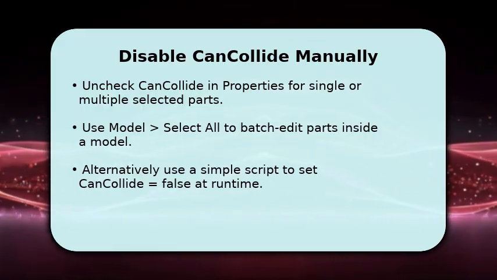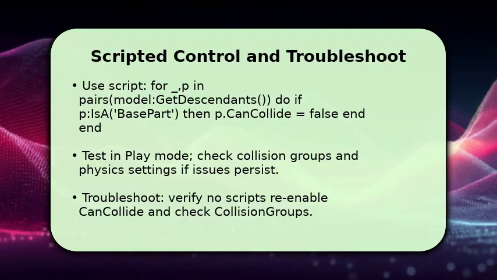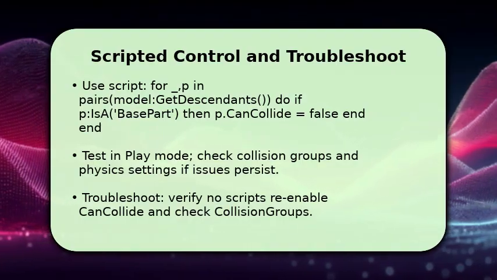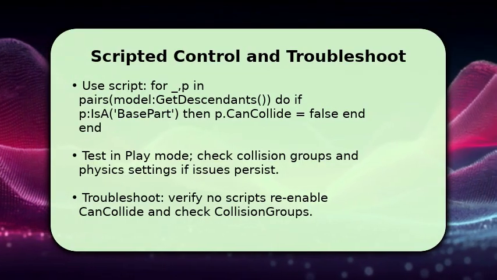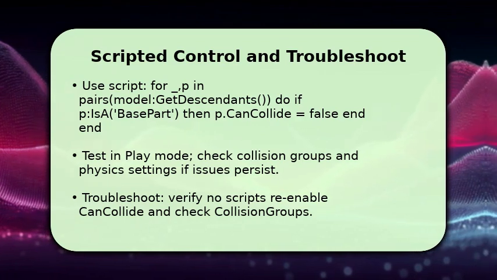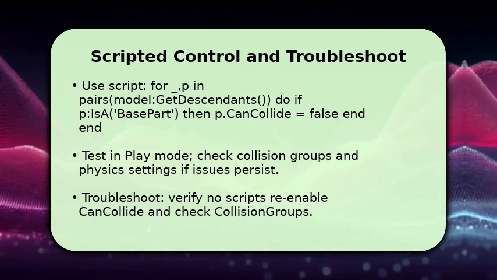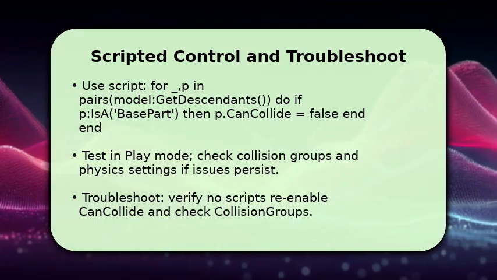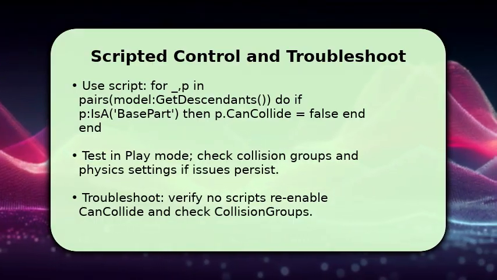Finish by implementing scripted control and testing. Insert the provided loop in a script to set CanCollide equals false for all base parts in a model, then run play to confirm behavior. Make sure collision groups in the collision groups editor aren't overriding expectations. Those settings can still cause contacts.